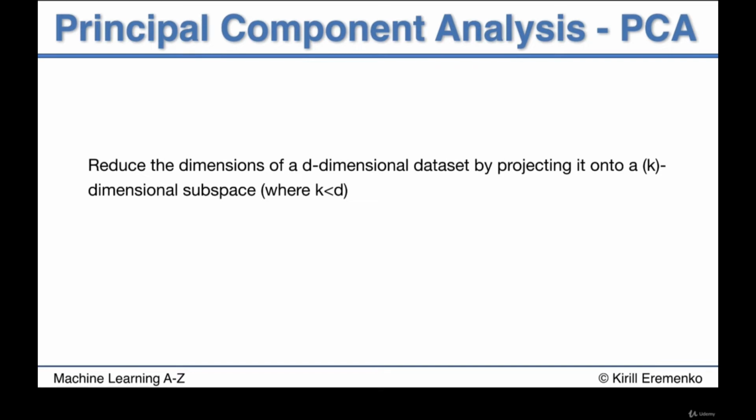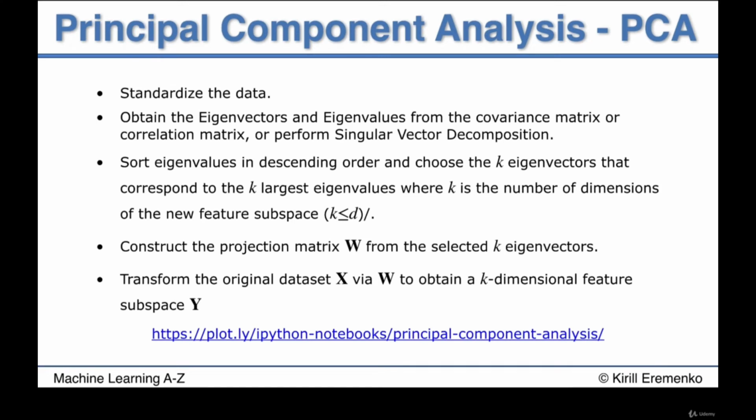And for an overall breakdown and wrap up of the PCA, we can see here that the main functions of the PCA algorithm would be to standardize the data, obtain the eigenvectors and eigenvalues, sort the eigenvalues in descending order, construct the projection matrix W from the selected k eigenvectors, and transform the original data set. And you can explore it further if you follow that link.